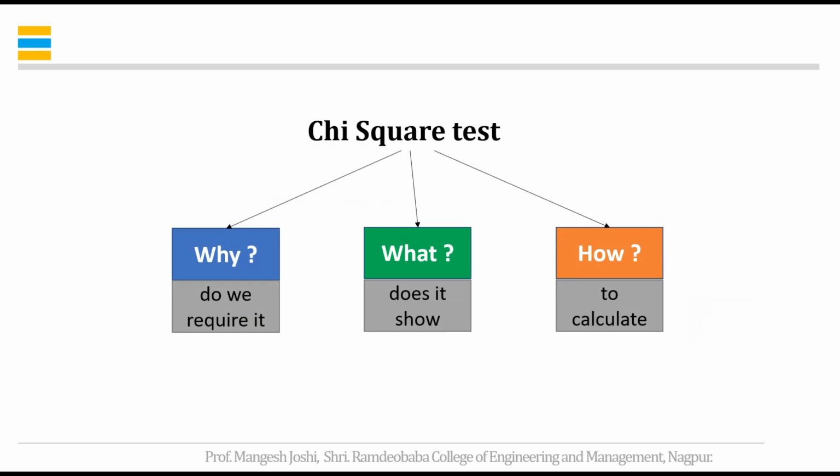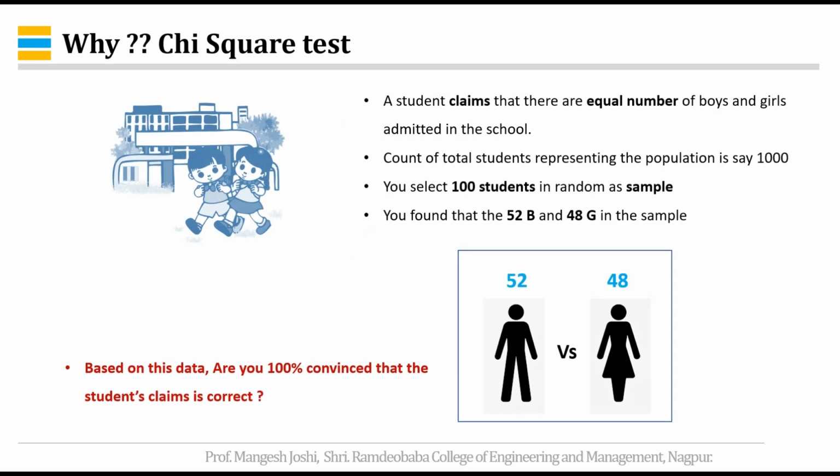Now, why do we require the chi-square test? What does it show? And how to calculate the chi-square coefficient? We will answer the first question, that is, why. Let us assume a case. A student claims that there are an equal number of boys and girls admitted in the school.